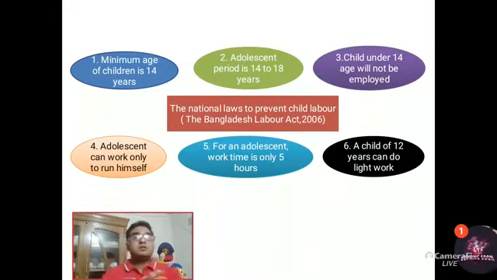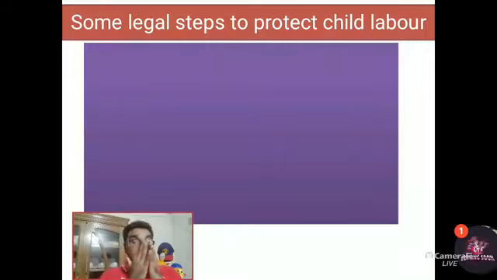So these are the legal things to protect child labors from our society. Okay. Now I am going to talk about some legal steps to protect child labor.